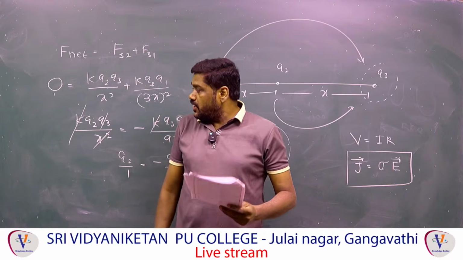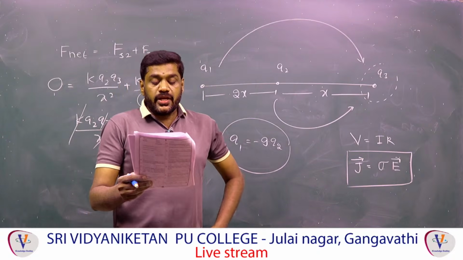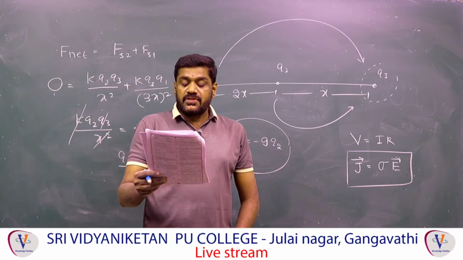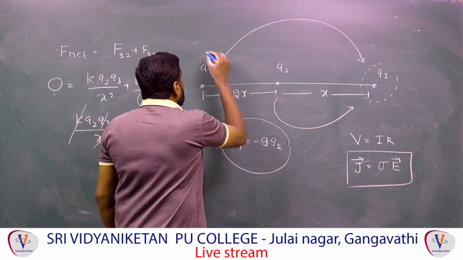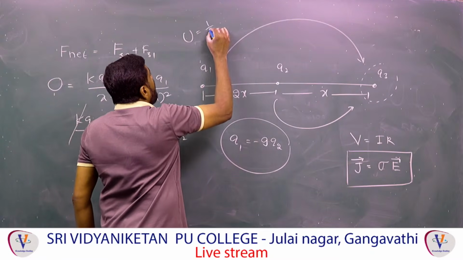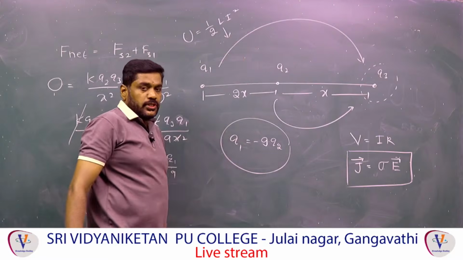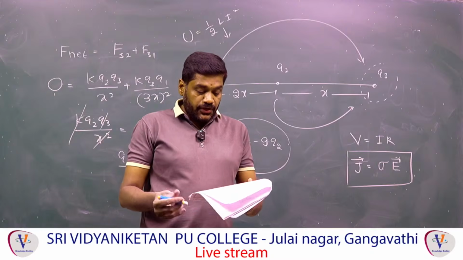And question 43 is a direct answer, it is equal to half L I square. The energy required to establish a current of 2 ampere in a coil of self inductance L equal to 400 millihenry. Therefore, energy stored U is equal to half L I square. In place of L, you substitute the proper unit, that is 400 millihenry, 10 power minus 3. You have to take that.